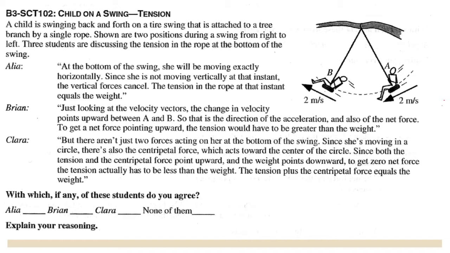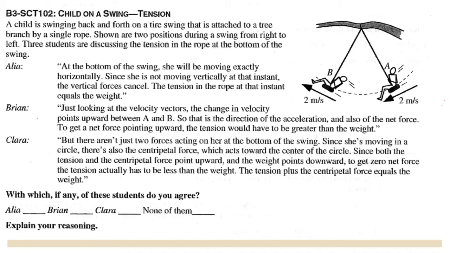Alia says at the bottom of the swing she will be moving exactly horizontally. Since she is not moving vertically at that instant, the vertical forces cancel. The tension in the rope at that instant equals the weight. Brian says, just looking at the velocity vectors, the change in velocity points between A and B. So that is the direction of the acceleration and also of the net force. To get a net force pointing upward, the tension would have to be greater than the weight.